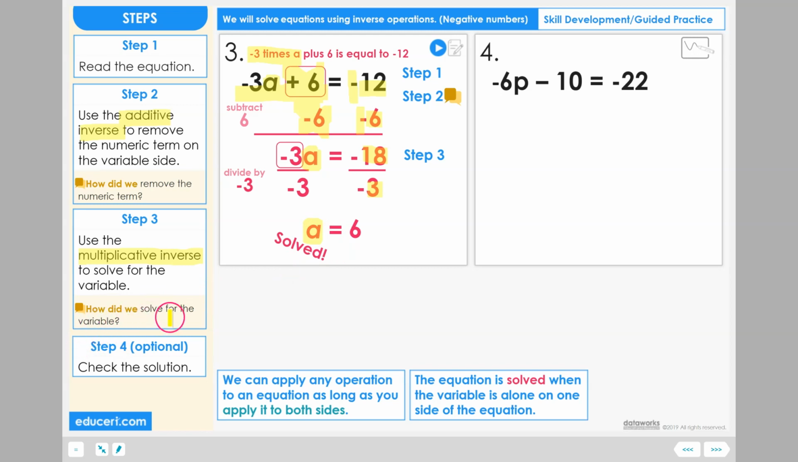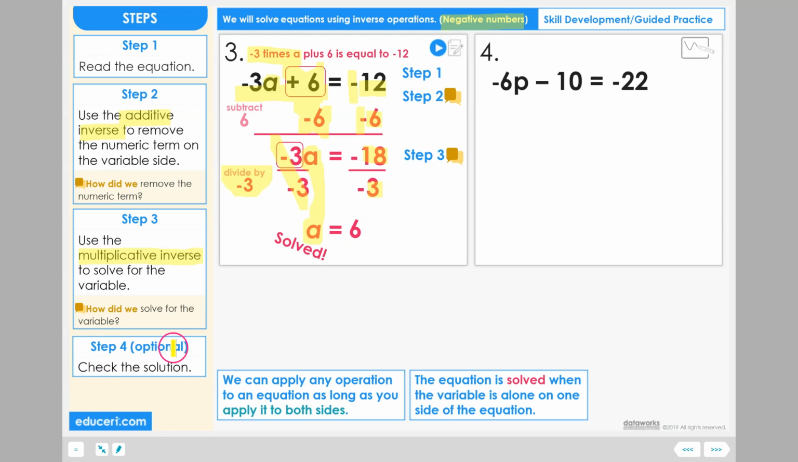How did we solve for the variable? In step 3, to solve for the variable, we had to divide by the value of the coefficient to make sure that the variable will now be all alone on one side of our equation, and we divided by that coefficient value on both sides, and we were careful with our negative number operations to make sure that we use the right sign on our calculations.